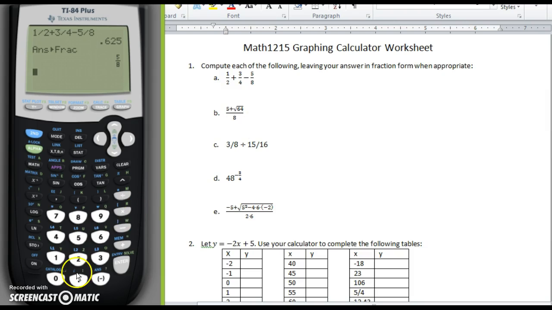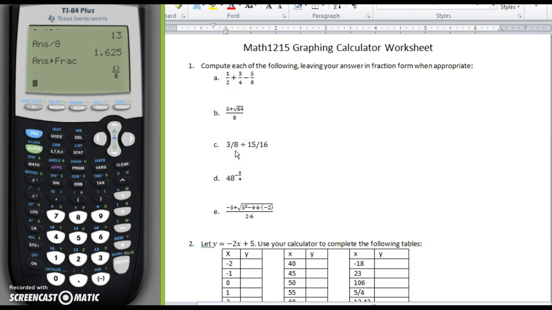For B, we'll do 5 plus the square root, which is located right there. You have to push the second button and then the x squared key, and then 64. Now I'm going to hit enter to get that answer because we want it to do that addition before it divides by 8. And then I'll say divided by 8. So again, that's a decimal. We can convert that back to a fraction by hitting math and then enter twice. So the answer would be 13/8 for B.